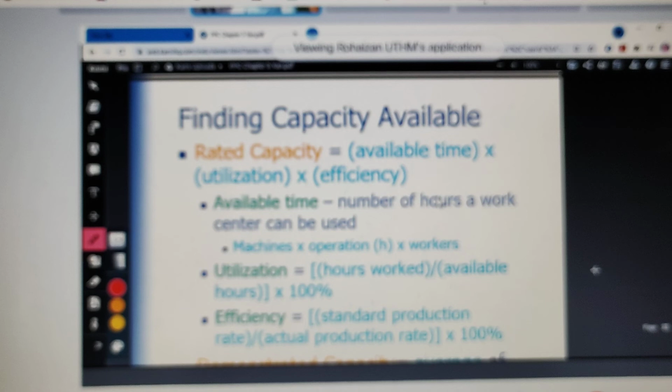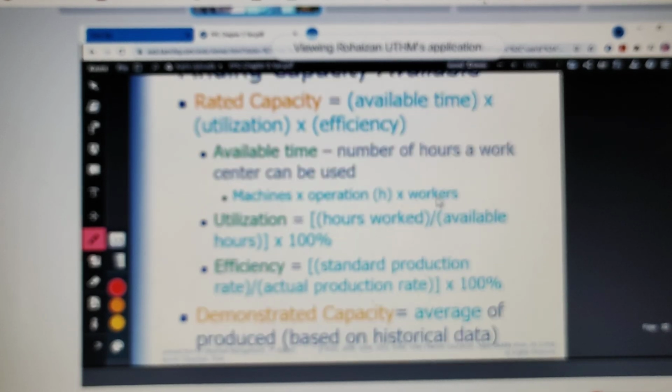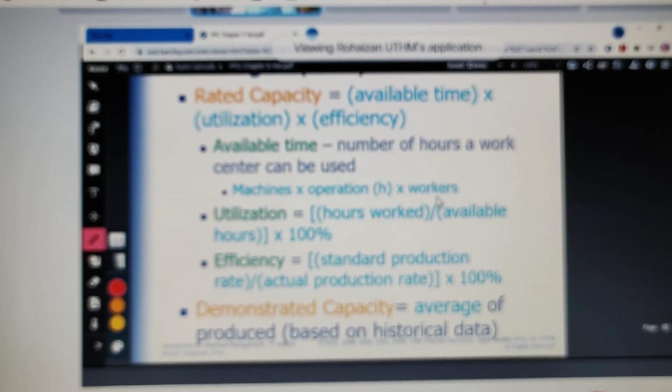Okay, in order to solve capacity management, a few things we need to determine first. First, we need to determine the capacity available. What we need to do in the capacity available is determine the rated capacity. In the rated capacity, we have these three: we should know the available time, we should know the utilization, and we should know the efficiency.